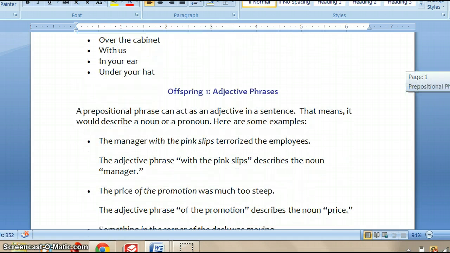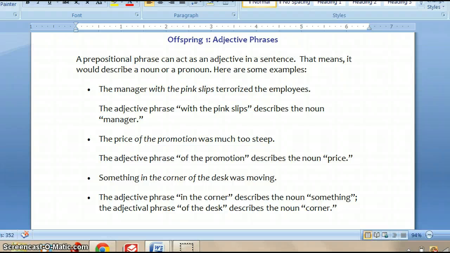Let's move on down. You can have a prepositional phrase acting as an adjective in a sentence, and that means it would describe a noun or a pronoun. So here are some examples for you to look at.